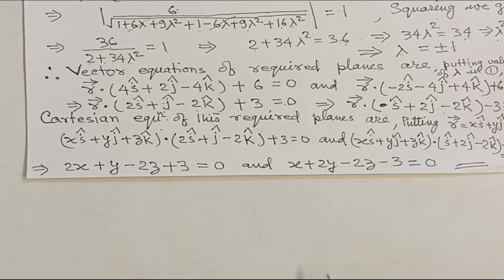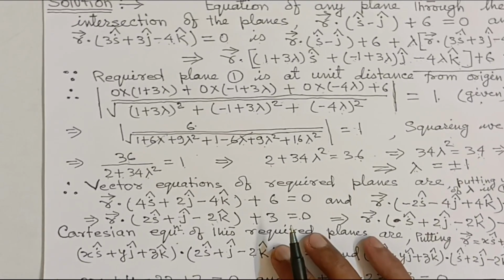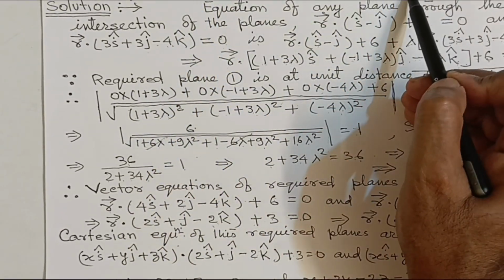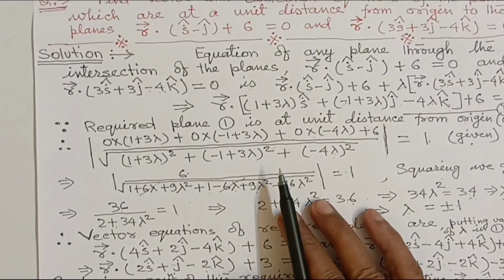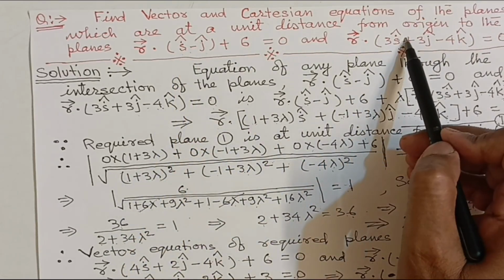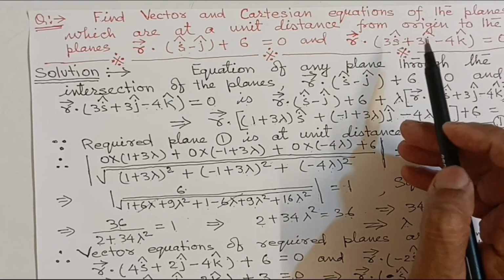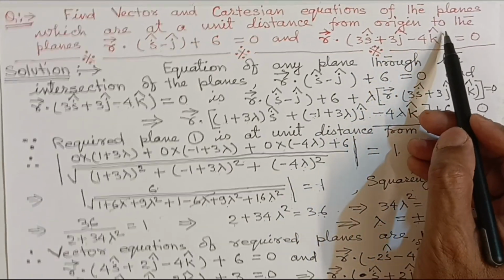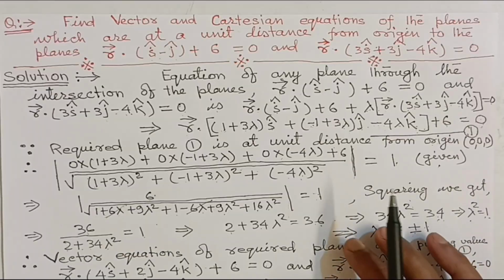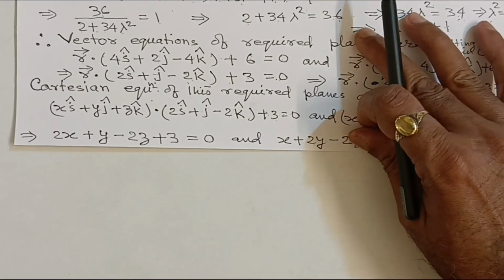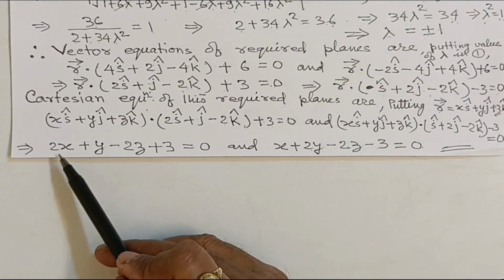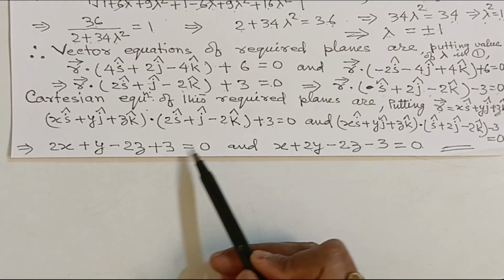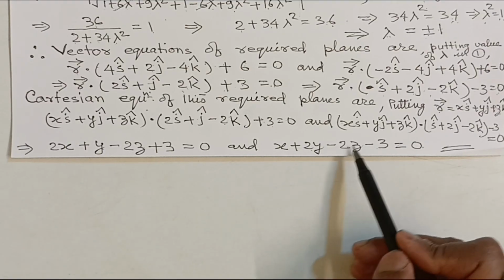Hence, the equations of the planes which pass through the intersection of these two planes and are at unit distance from the origin, in Cartesian form are 2x plus y minus 2z plus 3 is equal to 0 and x plus 2y minus 2z minus 3 is equal to 0.